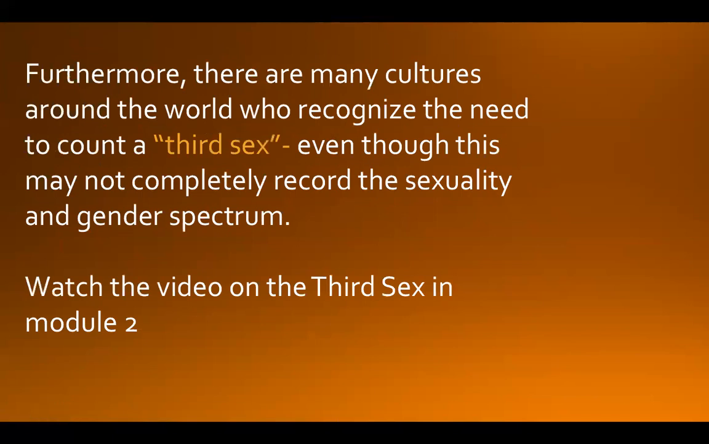Furthermore, as I said earlier, there are many cultures around the world that recognize the need to count a third sex, even though this may not completely record the sexuality and gender spectrum, and it is becoming highly important. In fact, this is something that we don't have in the United States. This often goes with how people might identify gender-wise or sex-wise, and it depends on the country and the origins of the policies. For example, in Kenya, there's a high population, I think it's almost 1 million people, who have some sort of biological third sex identification, meaning they have both genitalia. And there's a high push to involve that third sex or intersex person in identification on the census. But also in that community is the LGBTQ+ community, trying to have ways in which people can identify other than just male or female. Once again, watch the video in Module 2.